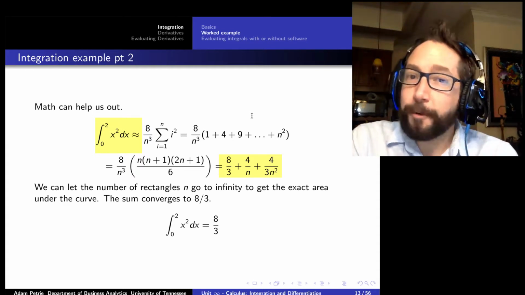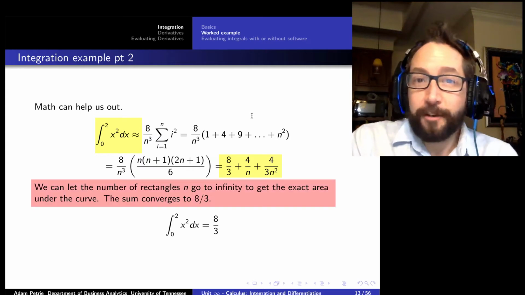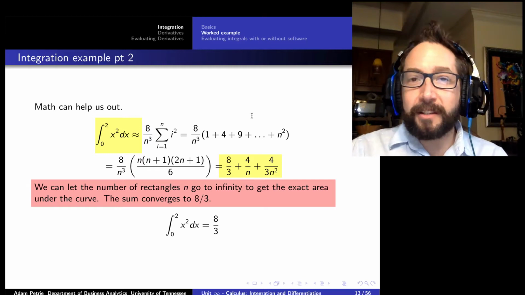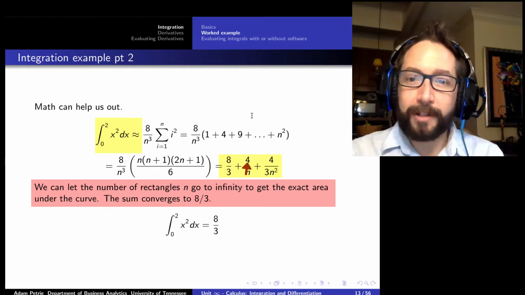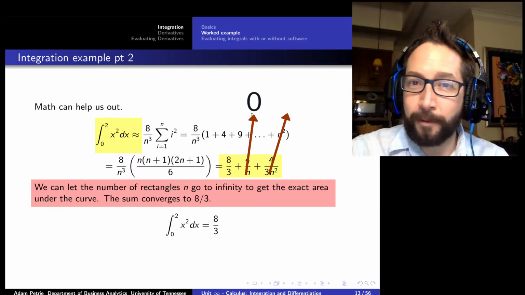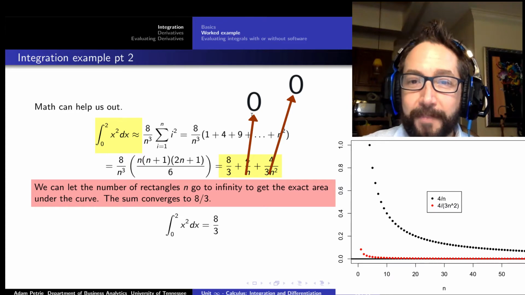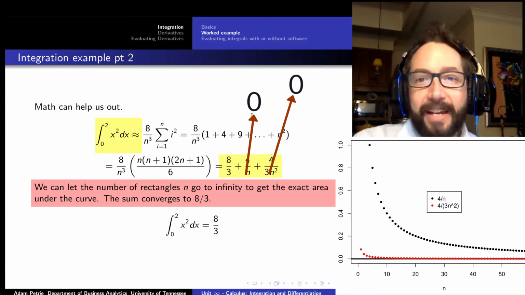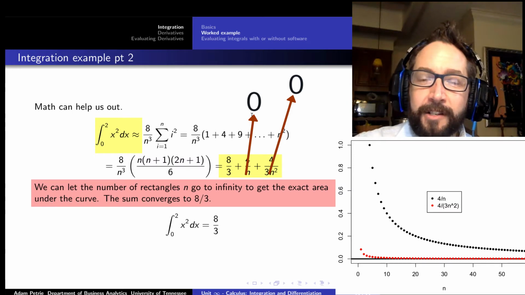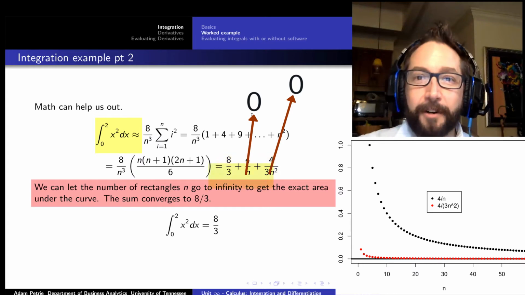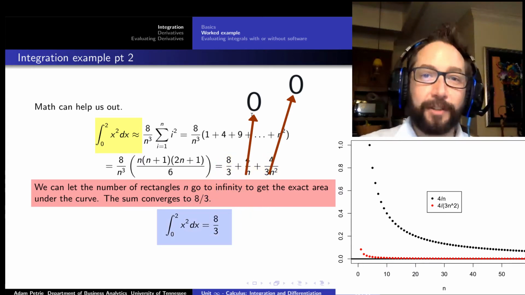So if we want to improve the quality of our approximation, we just increase the number of rectangles in our approximation, making n get bigger. We can see that those second two terms are going to get smaller and smaller. 4 over n is going to get smaller and smaller as n gets bigger, and 4 over 3n squared is going to get smaller even quicker. So as I let n veer off to infinity, as I start to consider an infinite number of rectangles, I find that the area under that curve is going to converge to 8/3. And so the exact answer in this case for the area between 0 and 2 under the curve x squared is 8/3.